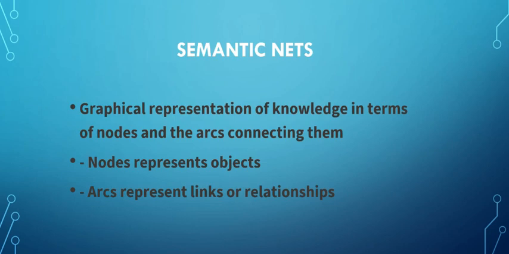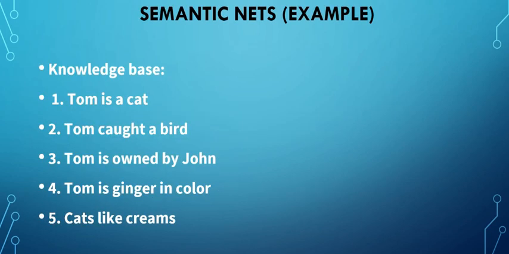Semantic nets: graphical representation of knowledge in terms of nodes and the arcs connecting them. Nodes represent objects, arcs represent links or relationships.